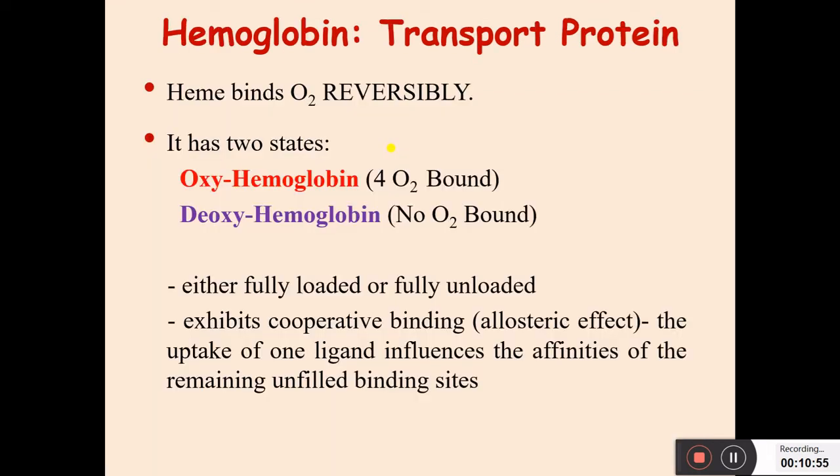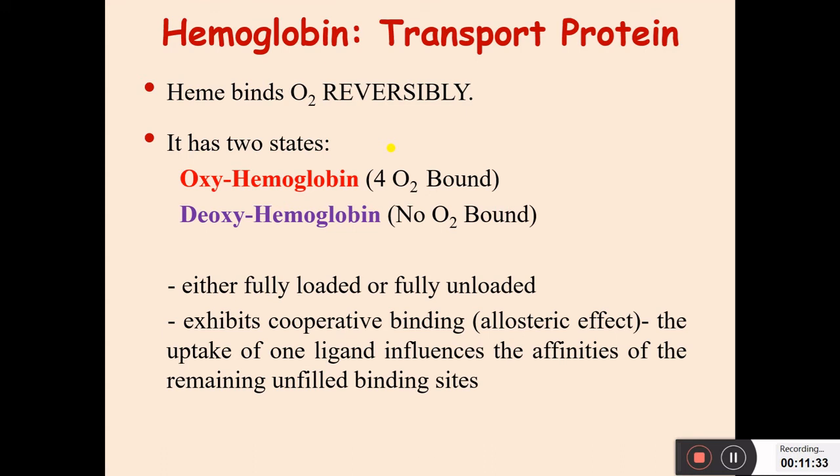So let's see. Hemoglobin is a transport protein. Heme binds O2 reversibly. It has two states: oxyhemoglobin, the state in which 4 oxygen molecules are bound to the hemoglobin unit, and deoxyhemoglobin, the state in which no oxygen molecules are bound. Okay, so the red color of oxyhemoglobin you are aware of, and in the veins you see a slightly purplish color because it is carrying the deoxygenated hemoglobin.